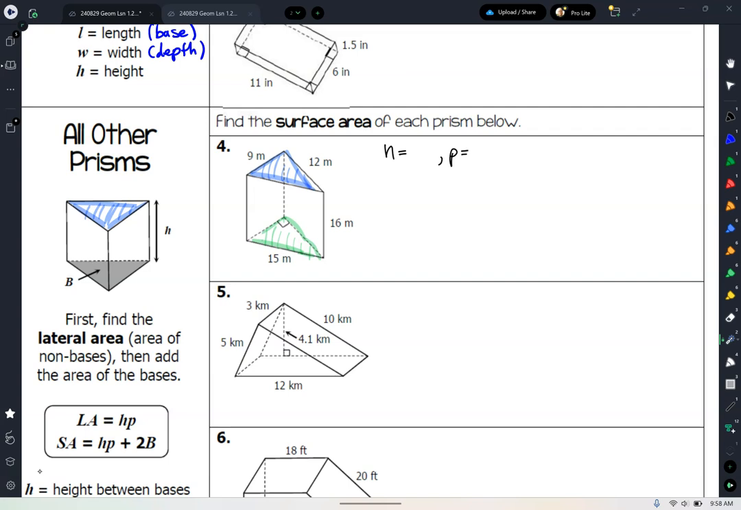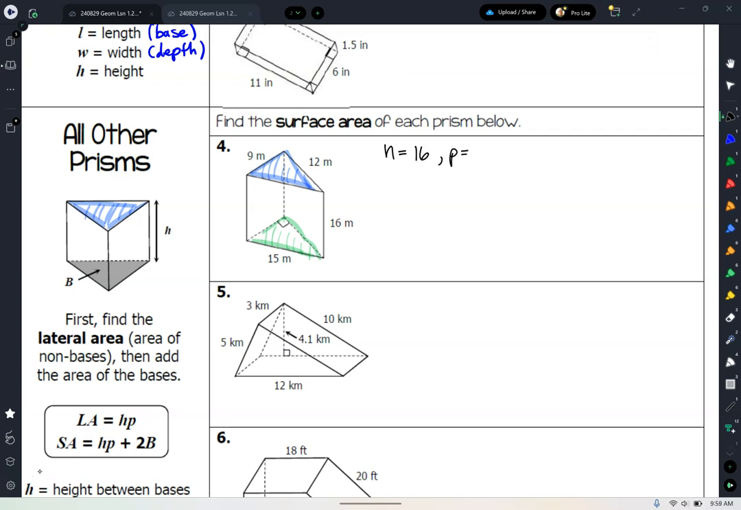In a solid, when we talk about the height of the solid, that is the distance that separates the 2 bases, right? The bases can't touch, so they have to be some distance apart from each other. Whatever the distance is that separates the 2 bases, that's the height of the solid. Follow me? So that's 16 units, 16 meters. We're just going to use numbers for now.